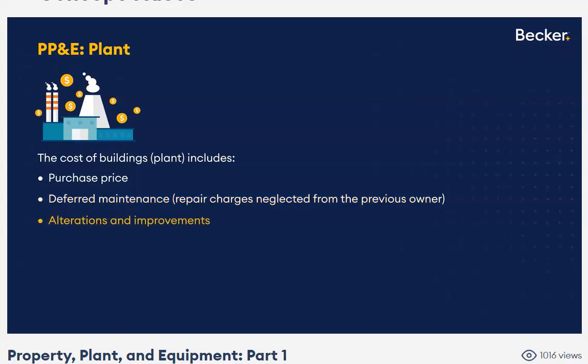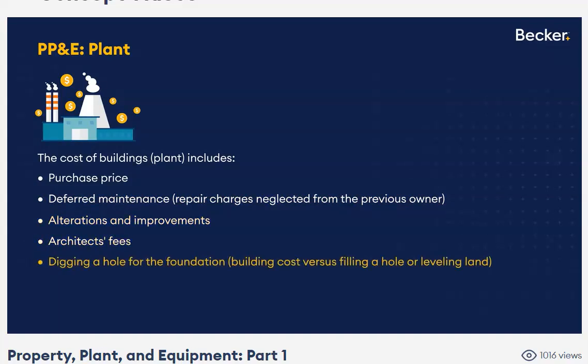An alteration, improvement, architect fees, digging the hole, excavating. Remember, that starts the cost of the building when you dig the hole for the foundation. Okay, that's part of the cost of the building versus filling in a hole or leveling or grading. Remember, that's part of the cost of the land. Construction period interest. Generally, interest is expensed as incurred, except when you borrow money to construct a building. During the term of construction, which we'll see again later, that interest cost gets capitalized, added with the materials and labor, and then we'll depreciate that later on.